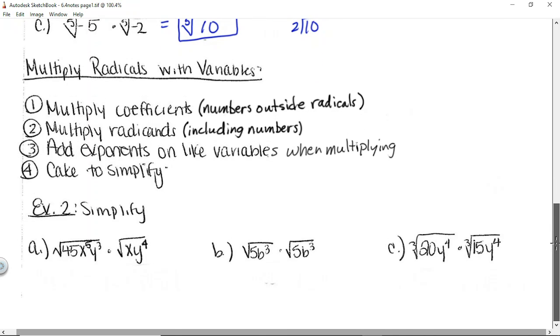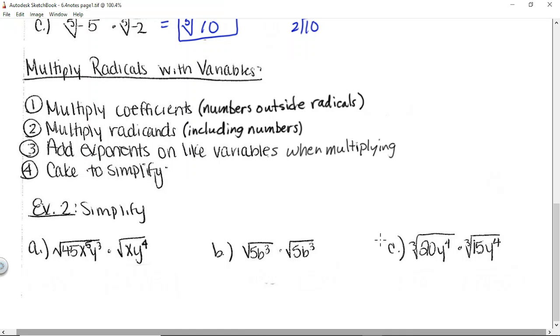Okay, so now we will look at multiplying radicals with variables. The rules that we follow are similar to what we did if they don't have variables. We multiply the coefficients, and I mean by that the coefficients of the radical, the number outside the radical. Some of them have a number outside. I'm not talking about the index, but a number that's outside and multiplied by the radical.